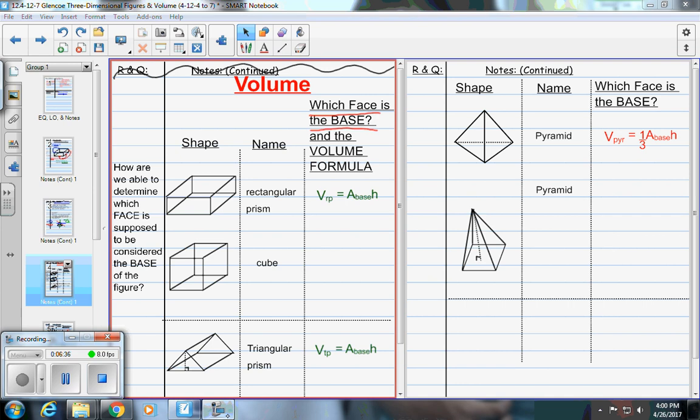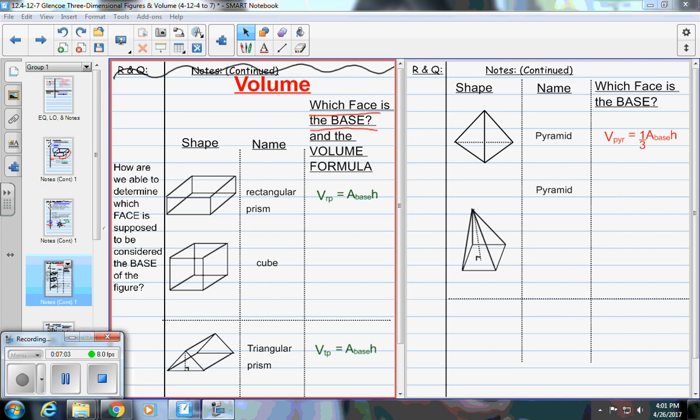Okay, welcome back. So we have our rectangular prism. We have a cube, which just is a rectangular prism that has all the same sides. We have a triangular prism, and we have a pyramid. And 2 different types of pyramids, but the formula doesn't actually change. The formula is the same for both of them. The hard part is figuring out what the base shape will be.